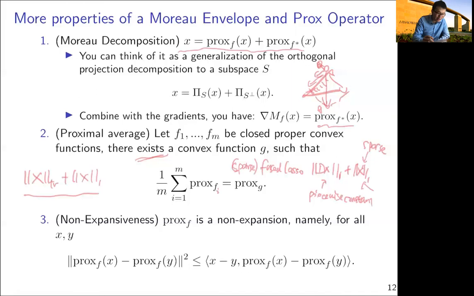Okay, lastly, just like the projection operator, the prox operator is also a non-expansion. This is how the non-expansion is defined. In fact, this is a little bit stronger than the non-expansion that we talked about in the previous lecture. Previously we talked about the non-expansion that's implied by this property, which is implied here by simply applying the Cauchy-Schwarz inequality.